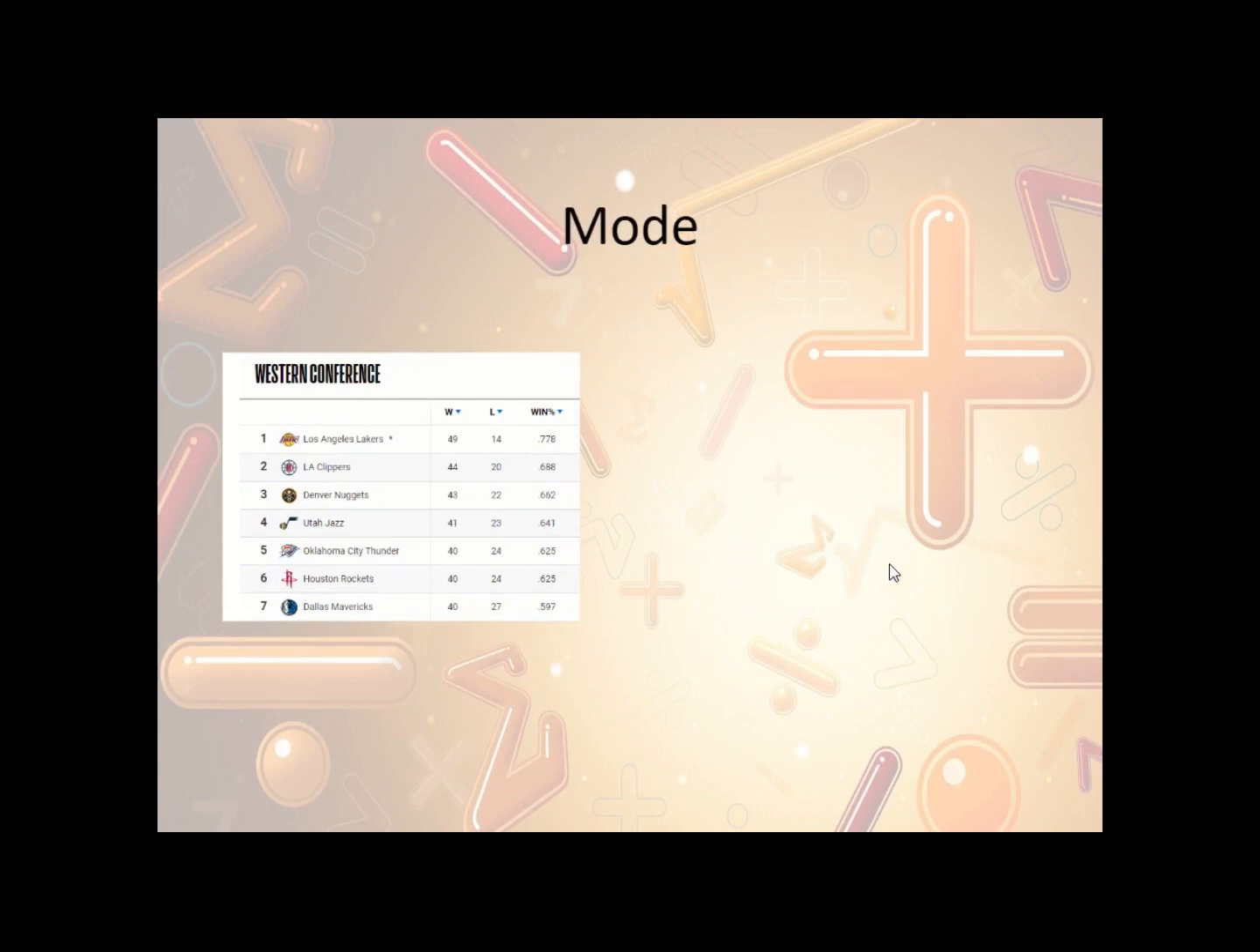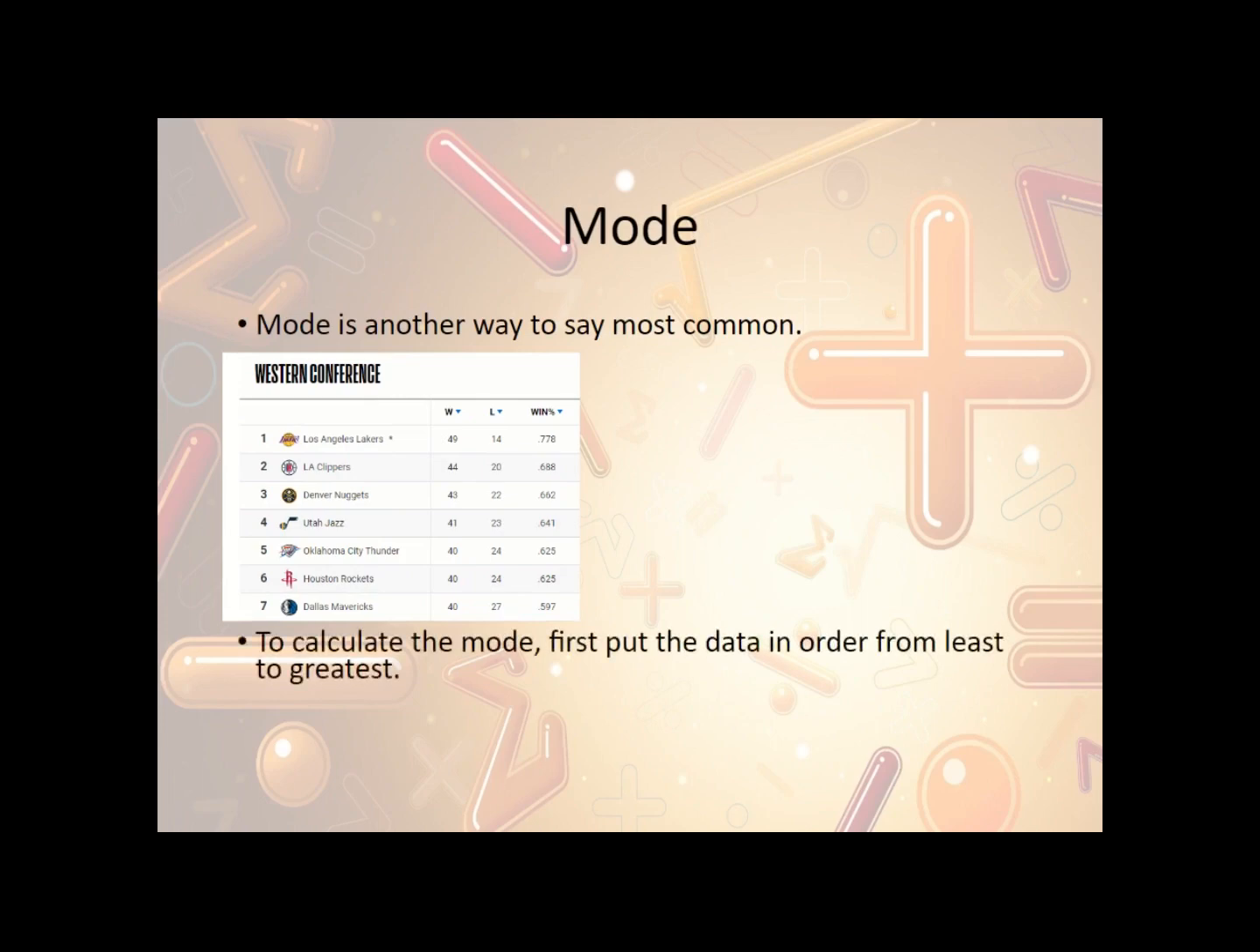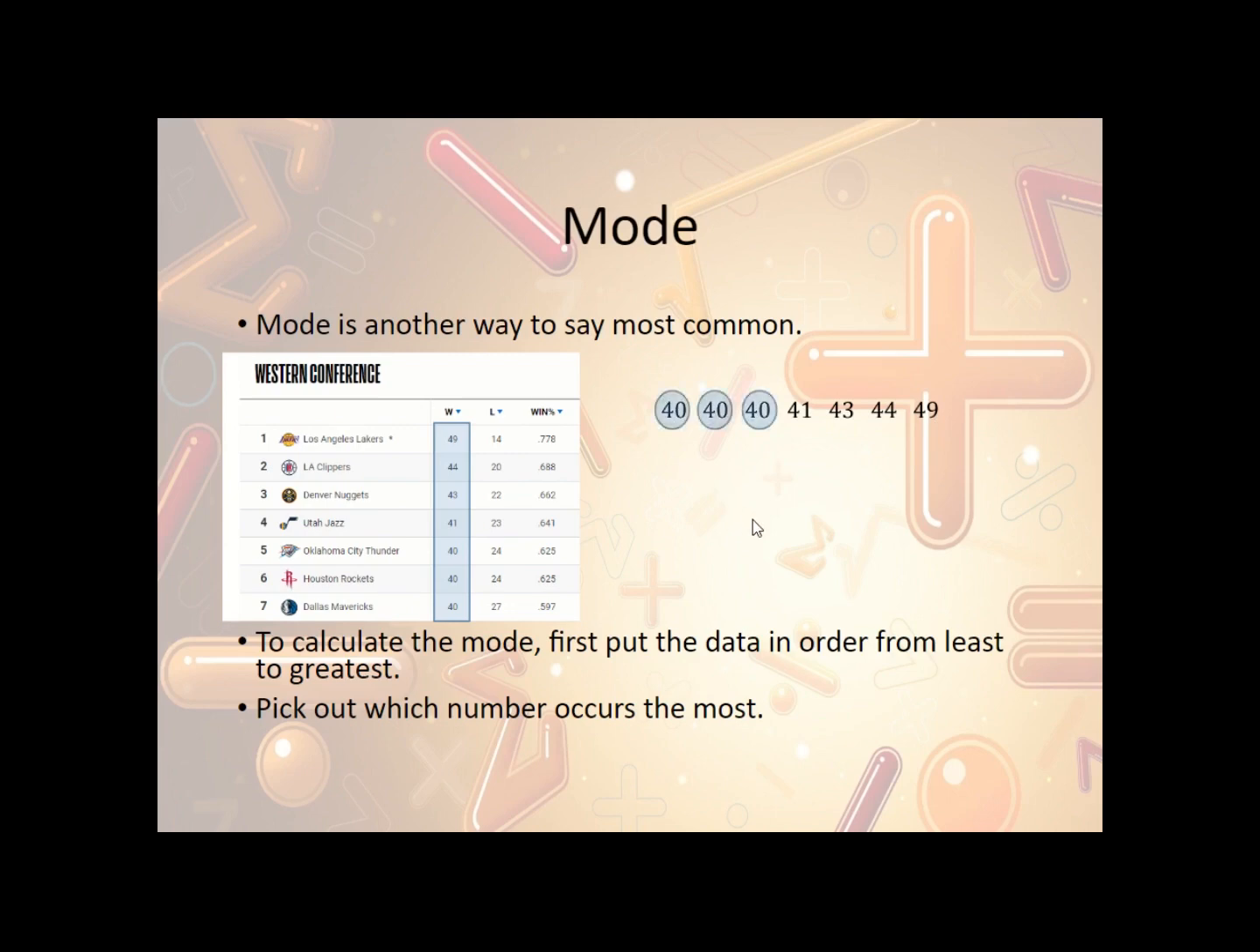Now mode. Mode is the most common. So it's the number that comes up the most often. So we put them in order from least to greatest, and then find the number that occurs the most. So we take our win total again. There we go, 40, 40, 40, 41, 43, 44, 49. Well, we can see that 40 occurs 3 times, 41 occurs once, 43 occurs once, 44 occurs once, and 49 occurs once. So the only one that occurs multiple times is this one, so 40 is my mode.